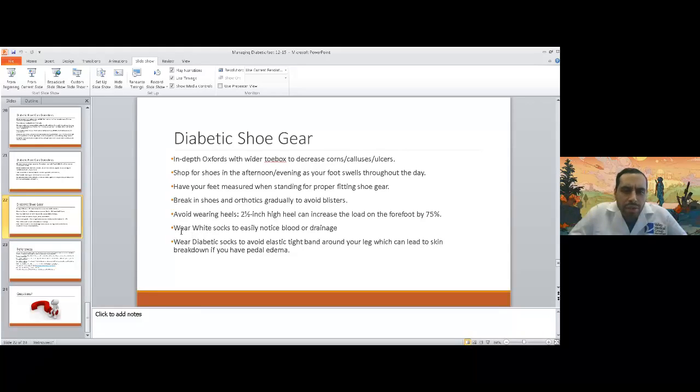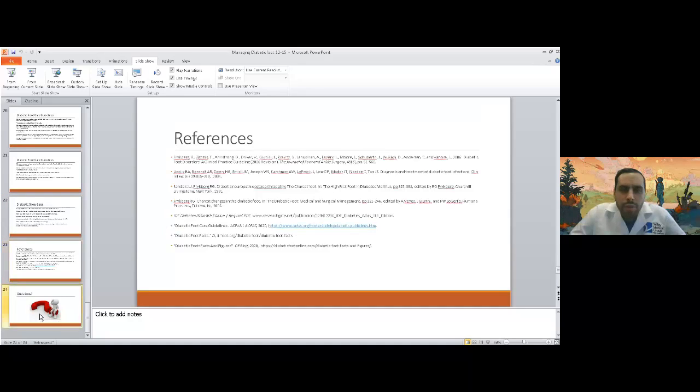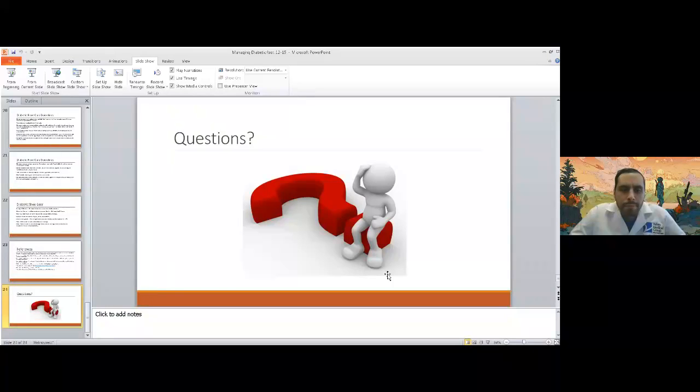I mentioned this already: you want to wear white socks so you can easily notice blood or drainage. And I also mentioned, in terms of the socks, you want to get diabetic socks to avoid the elastic band wrapping tightly around your leg, which can cause breakdown if you have a lot of pedal edema. All right, and that's basically my presentation. I think we'll take any questions now.